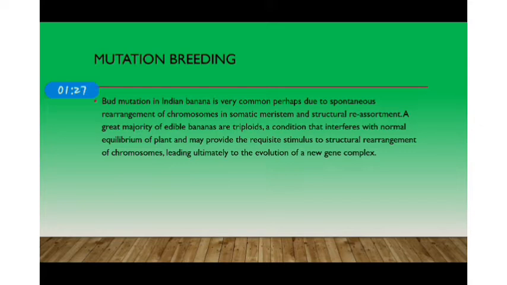Bud mutation breeding. Bud mutation in Indian banana is very common, perhaps due to spontaneous rearrangement of chromosomes in somatic meristem and structural reassignment. A great majority of edible bananas are diploids, a condition that interferes with normal equilibrium of plant and may provide the requisite stimulus to structural rearrangement of chromosomes, leading ultimately to the evolution of new gene complex.